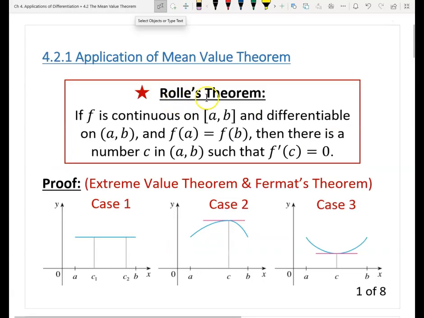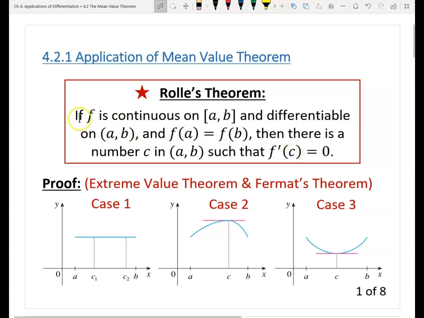Here is Rolle's theorem, which is the foundation for the mean value theorem. Rolle's theorem states if a function f satisfies these conditions, then there is a number c between a and b, such that the derivative at c equals 0. Or you can say the tangent is horizontal, right? Or c is a critical number.